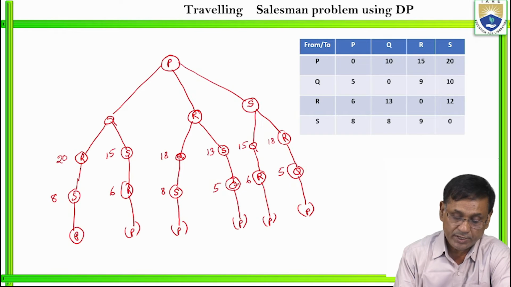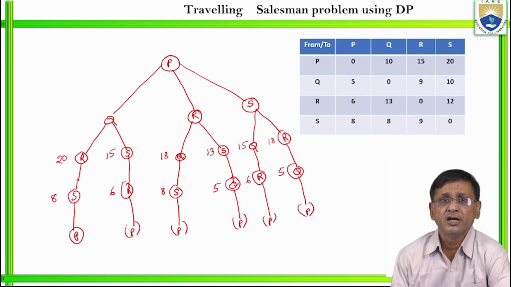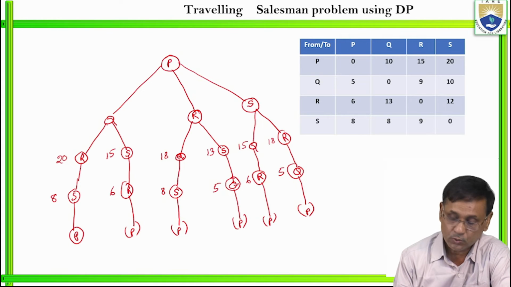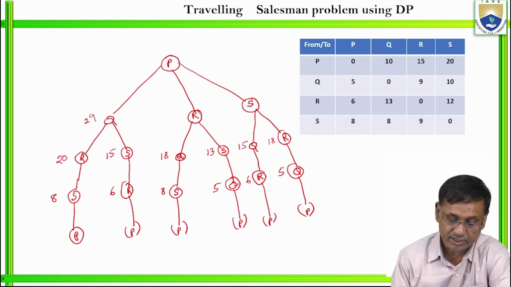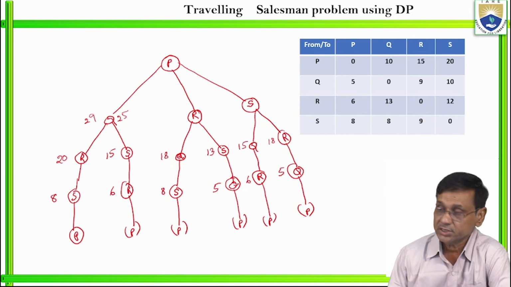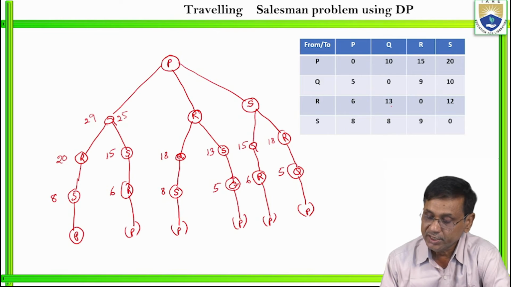Now again we have to find when the salesman goes from Q to R, R to S, S to P, and then Q to S, S to R, and R to P. In this we have to select the lowest cost route. So what is Q to R? Q to R is 9. So that means this is 29. And then Q to S. Q to S is how much? 10. So this is 25. Next, coming to R to Q.